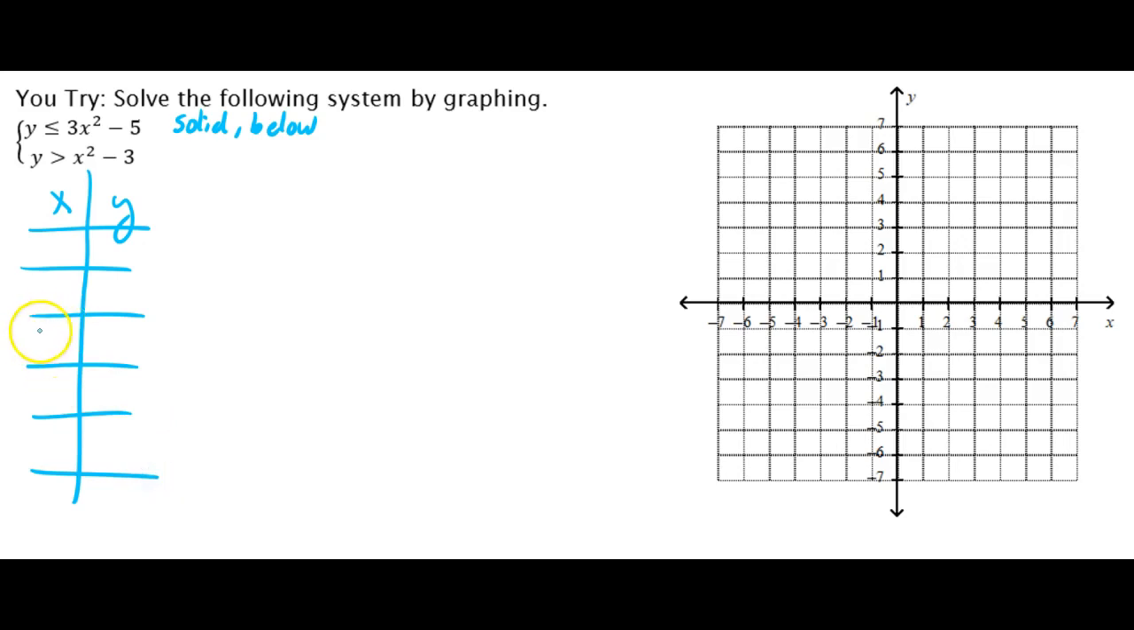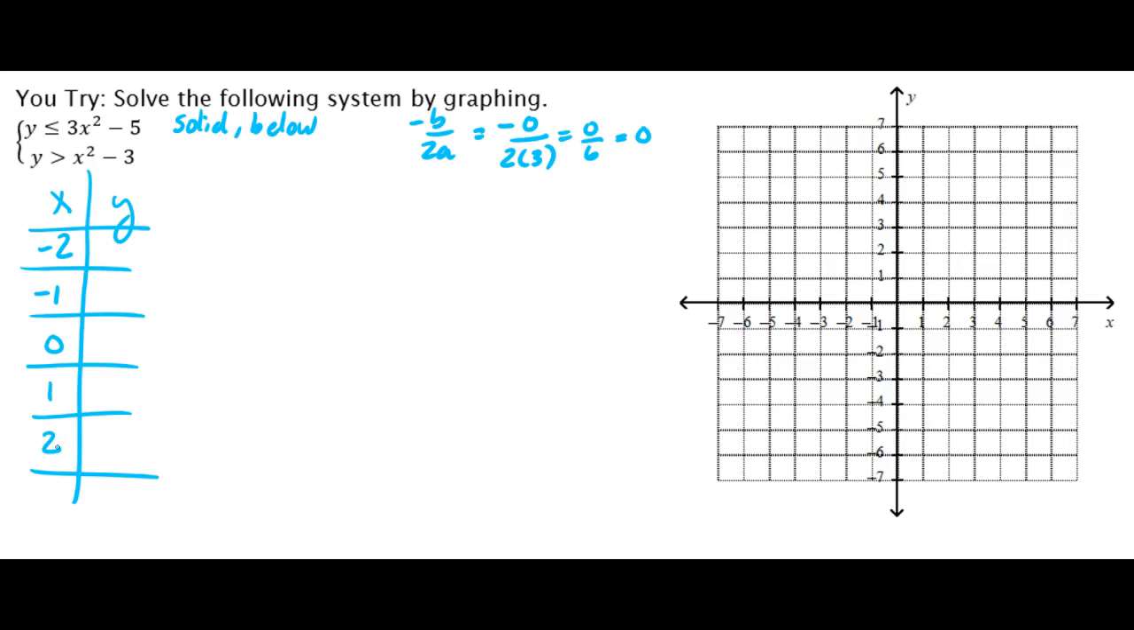For my middle number in my x values, I want to figure out negative b over 2a. B is the number that goes with the x term. This equation does not have an x term, so when I do negative b over 2a, my b value is 0. Even though a is 3, it's kind of irrelevant because 0 divided by 6 is still 0. So I'm going to put 0 in the middle of my table, which means my other values I'm going to fill in as negative 1 and negative 2 and positive 1 and positive 2.